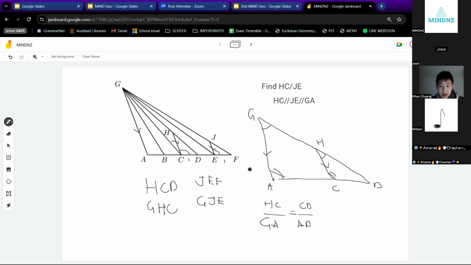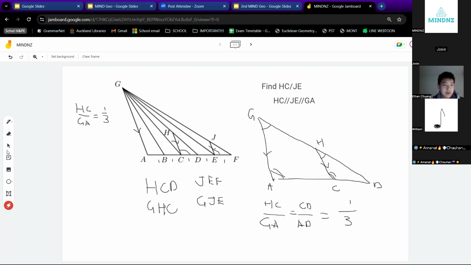But we know that CD is equal to 1, and we know AD equals 3, right? Because it's given in the question, because these are all 1. So now we know that HC over GA is equal to 1 over 3. And we can do something similar with triangle JEF.